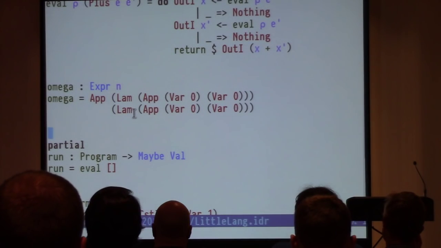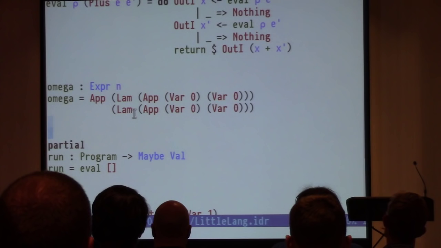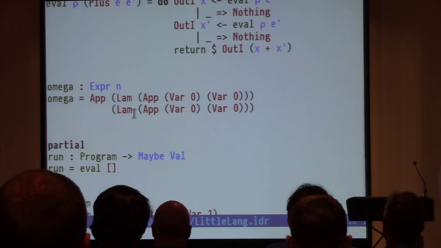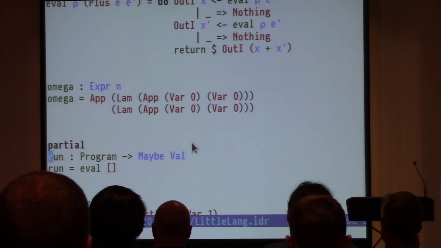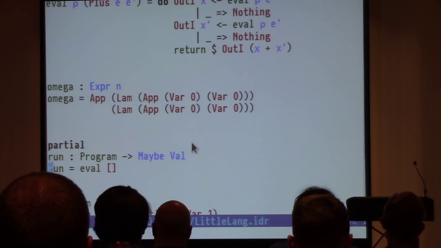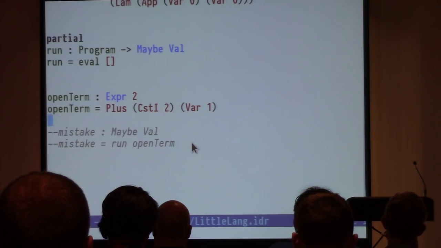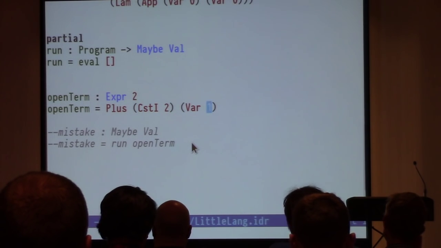Clearly, it has the partial annotation because I can write this program omega, which, when interpreted, will take a very, very long time to run. And then I can write a function called run, which is eval specialized for programs, which is to say for closed terms, and it supplies the empty initial environment for the execution. And then I can define an open term, which is a term with 2 free variables, one of which is used here. It's adding 2 to something that's 2 indices up.